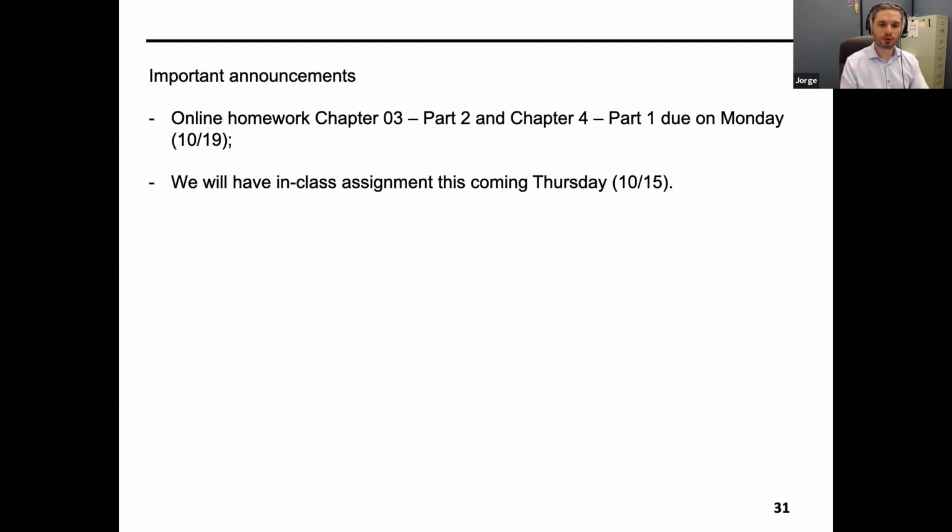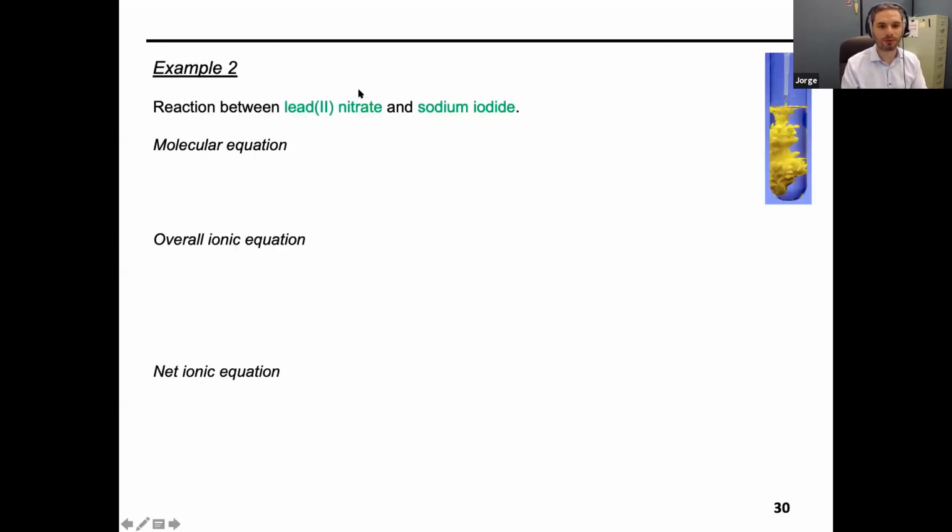We also saw last week that two salts may combine and also yield a precipitate. The example that I gave you was the reaction between lead nitrate and sodium iodide. We wrote all the equations, and that will yield this beautiful yellow solid here. The identity of the solid is lead iodide.